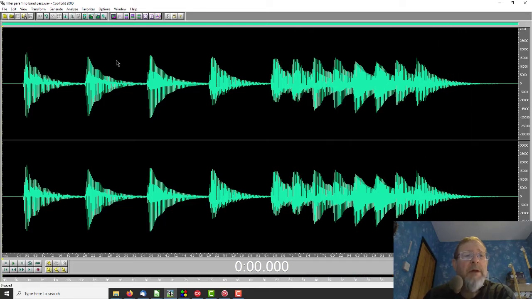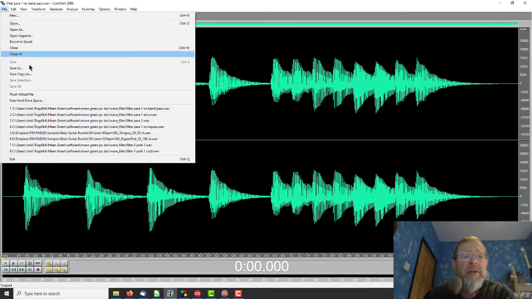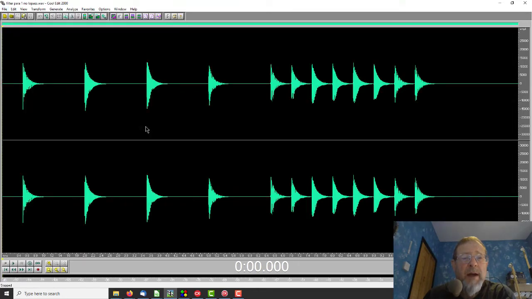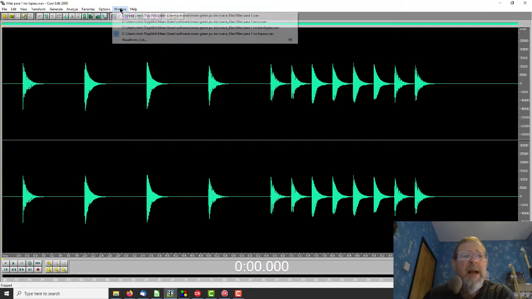Okay, so now we will look at what's coming out of the bandpass with no low pass. And remember, that was the low pass filter with a very soft attack, and this is the bandpass filter. Okay, so should we put them together? And that sounds like this.